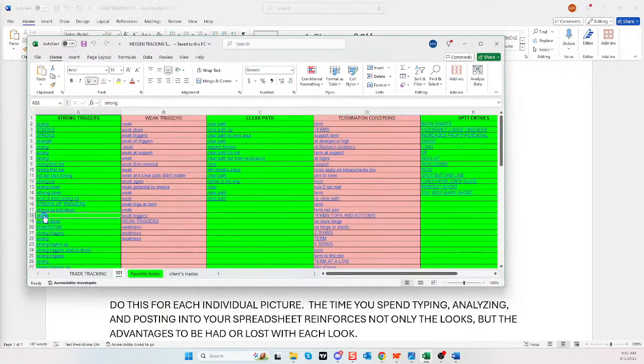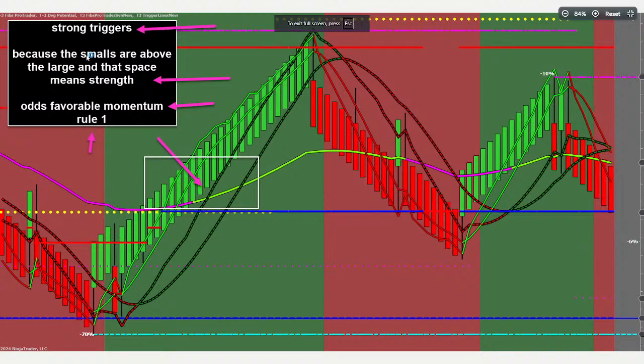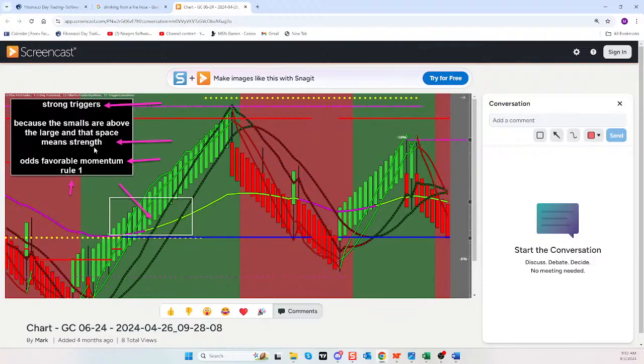So let's see if we can just find one of the pictures. Because the smalls are above the large, and that space means strength, and that's odds favorable momentum, and that's rule 1. And if you draw this picture with that arrow and you talk it out like this, you're never going to miss strong triggers, especially if you do this 25 times. You're going to be committed to not only what it looks like, but what it takes, what it means to you, what rule it pertains to.